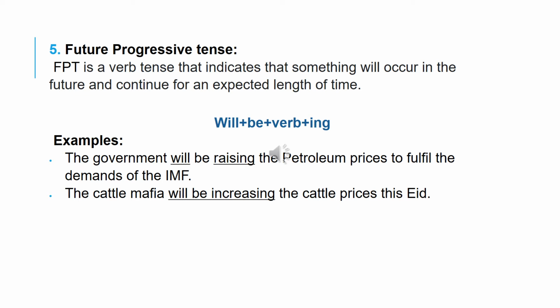All right, so what we have to keep in mind is that the action continues for an expected length of time. So looking at the examples, the government will be raising the petroleum prices to fulfill the demands of the IMF. So here we can see that the action is not completed. It will start and it will go on for a while. Similarly, the second example, the cattle mafia will be increasing the cattle prices. This is not a completed action. It will take place in time and it will go on for a while.